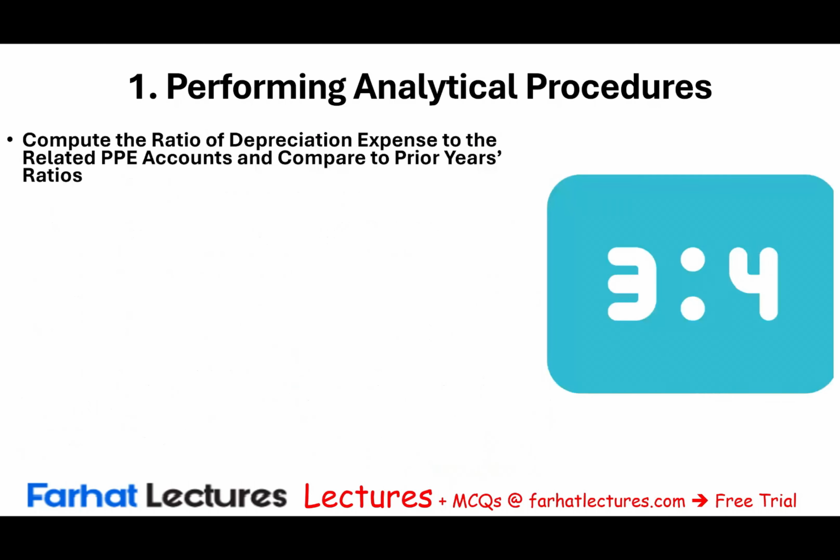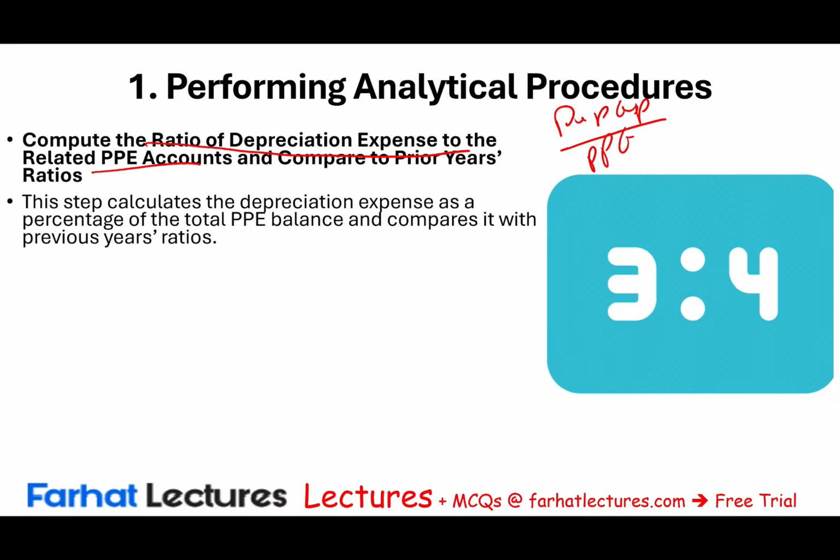Another thing we can do is compute the ratio of depreciation expense to PP&E. Now, what we do is we look at depreciation expense over PP&E. Now, over the years, that number should be stable. This step computes the depreciation expense as a percentage of the total PP&E and compares it to previous year ratios. This helps the auditor verify depreciation expense is recorded consistently.